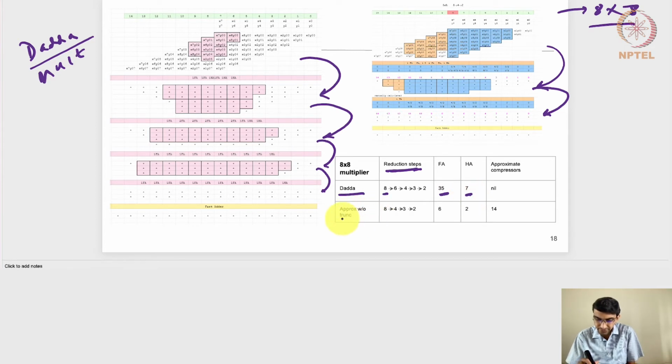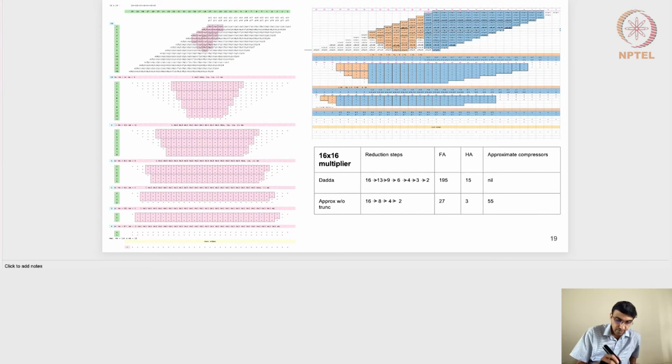Approximate, I've written not without truncation, I'll come to that later. The approximate multipliers which we have used here are 8 to 4 and then 3 to 2. So the number of reduction stages has drastically reduced, and the approximate compressors that have been utilized is 14.